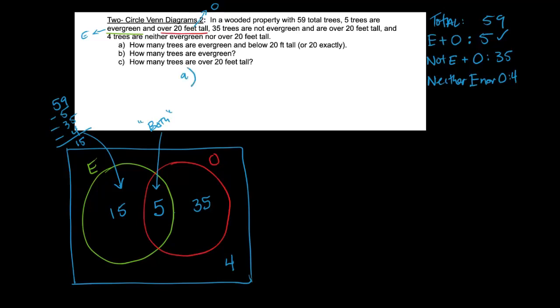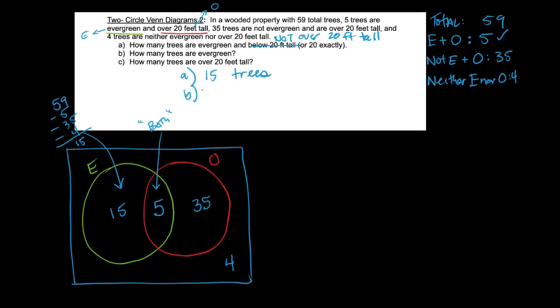So for part A, how many trees are evergreen and below 20 feet tall? So keep in mind this circle right here is over 20 feet tall. So if we want to know the trees that are evergreen and below 20 feet tall, we could even rewrite this as not over 20 feet tall. So in the evergreen circle, but not part of that over 20 feet tall circle. So we're looking at this number 15 right here. So for part A, it's going to be 15 trees.